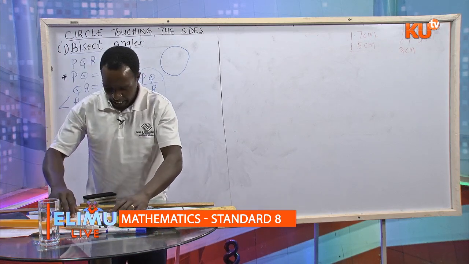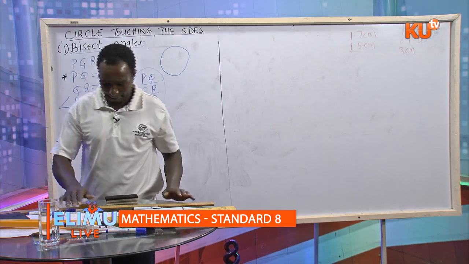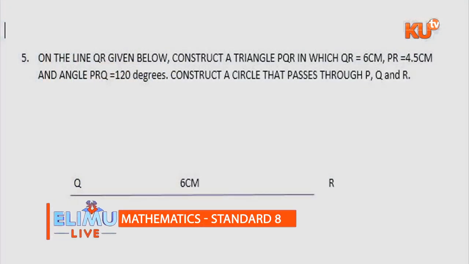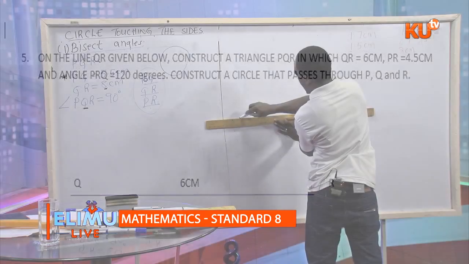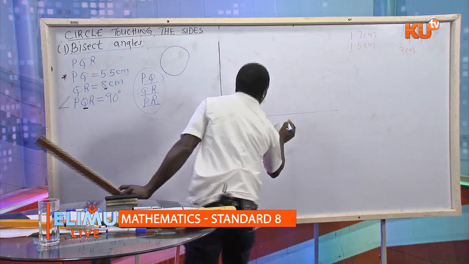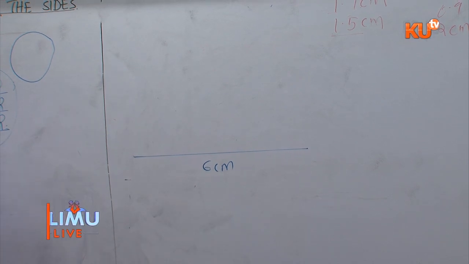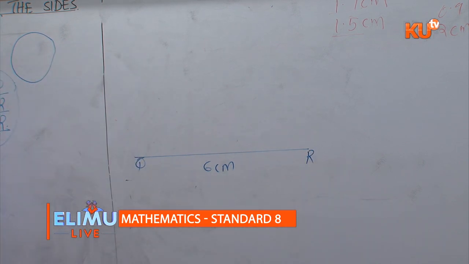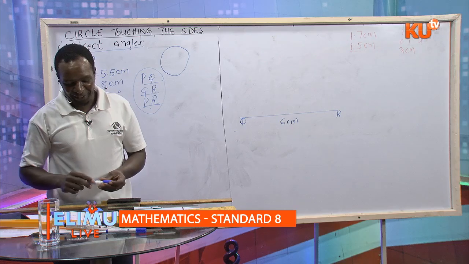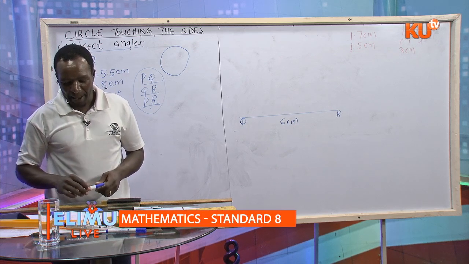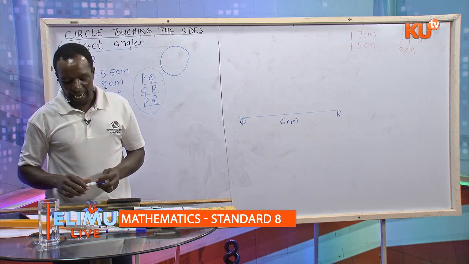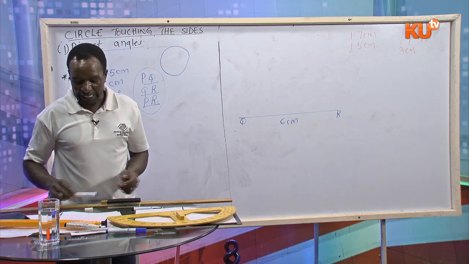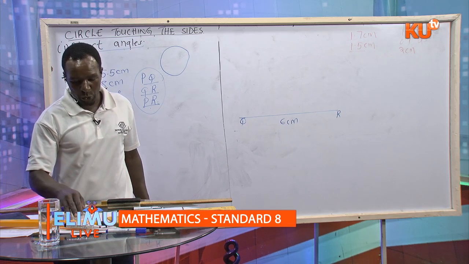On this one, I would like you to try it there at home. The line given there is just a line drawn, and then you're told that line is 6 centimeters. So on the line QR given below, construct a triangle PQR in which QR is equal to 6 centimeters, PR 4.5 centimeters, and angle PRQ is equal to 120 degrees. Construct a circle that passes through P, Q, and R.